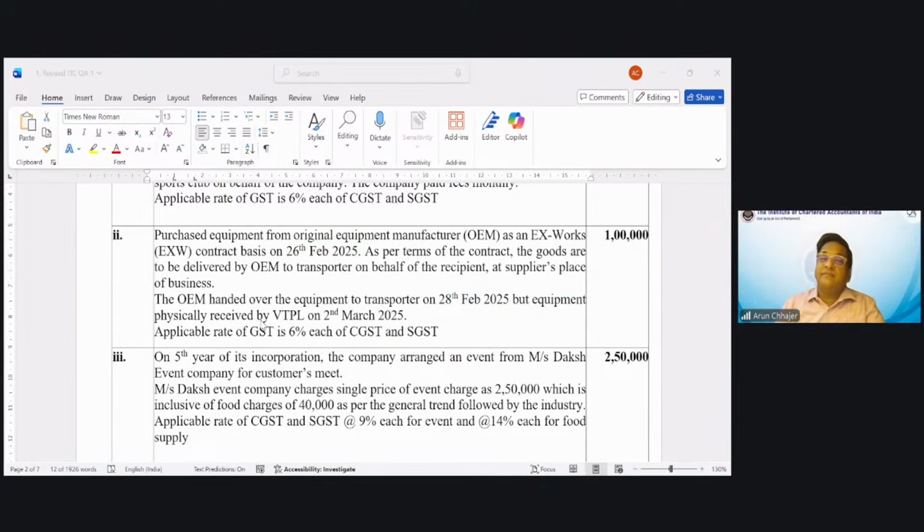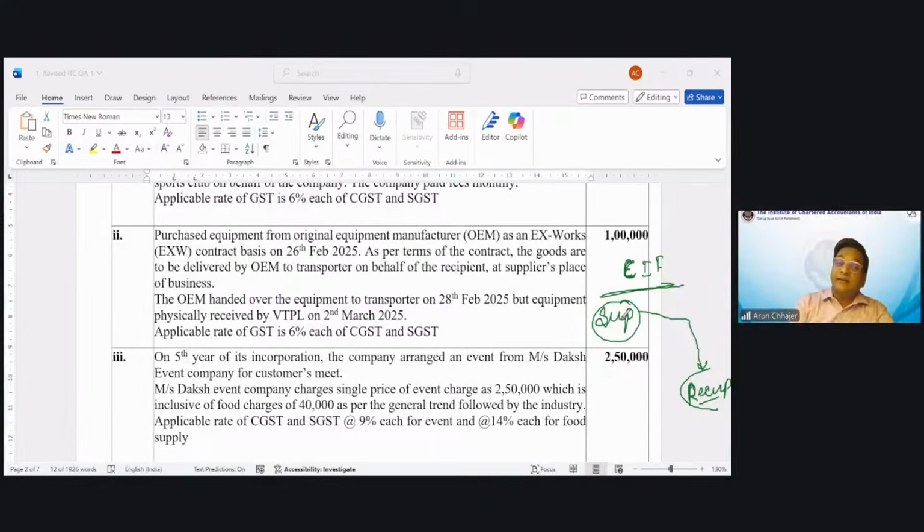And what is the opposite to X work? It is CIF. Cost, insurance, and freight, everything is included. In this case, supplier is responsible to deliver the goods at the customer premises. मतलब यहां पर सप्लायर की रिस्पॉन्सिबिलिटी है कि वो कस्टमर की प्रेमाइजेस तक उसको डिलीवर करेगा.